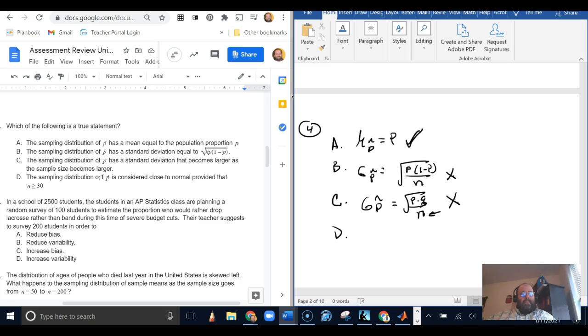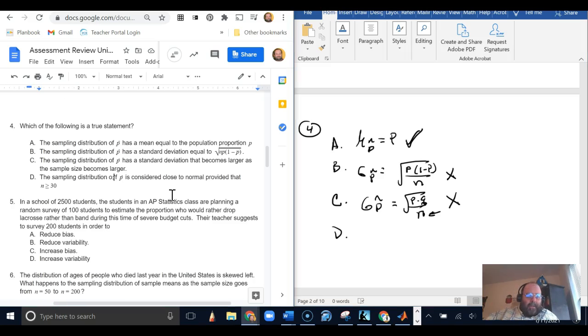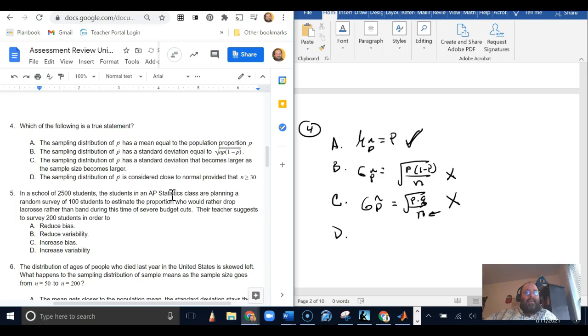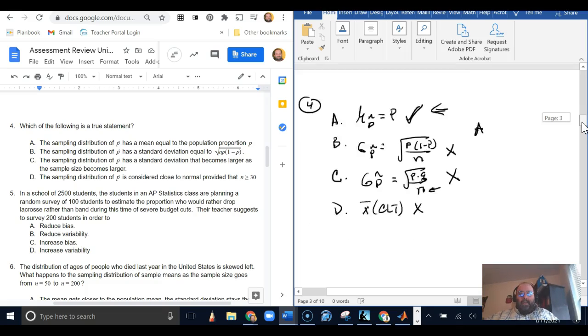And D, the sampling distribution of p hat is considered to be close to normal, provided that n is greater than 30. That would be true if you were dealing with x bar, right? But the central limit theorem only applies to x bar, not to p hat. So that's where D goes awry. Correct answer here is A.